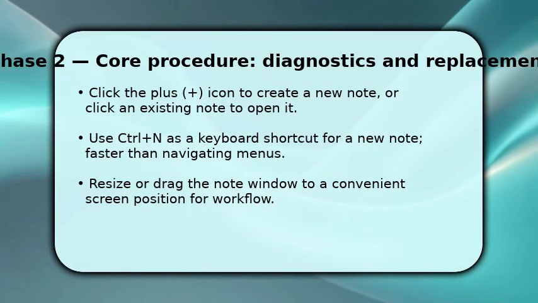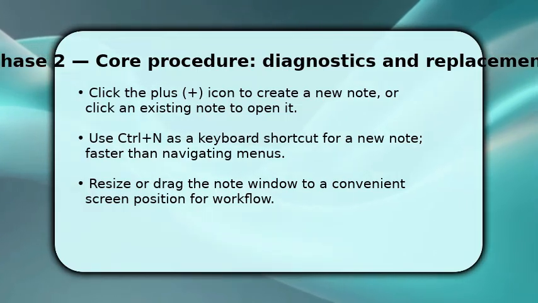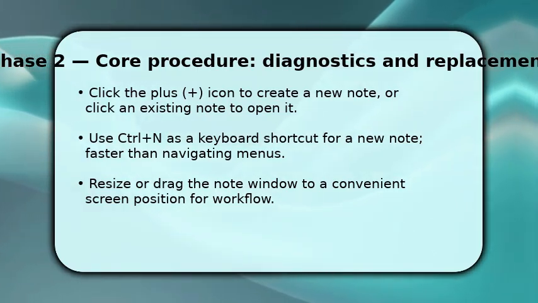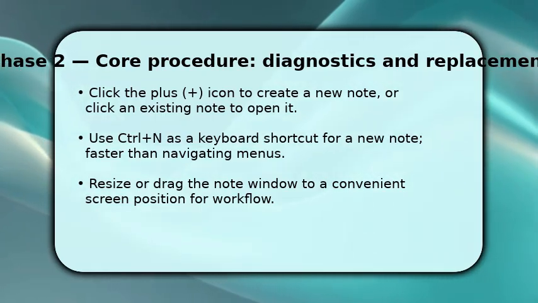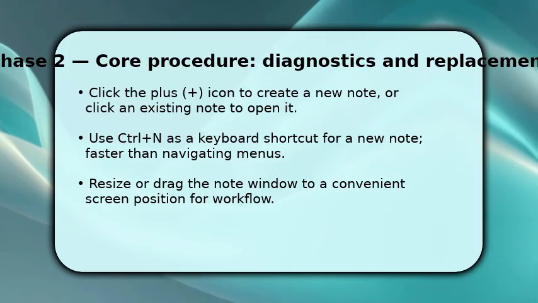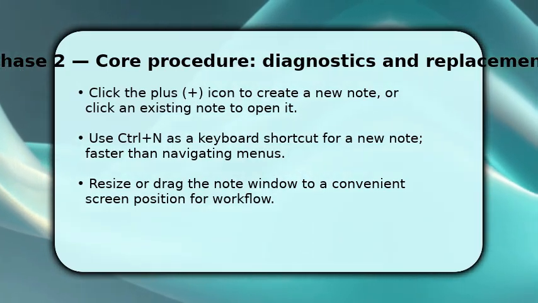You now need to open or create the note you'll use. Click the plus icon to create a new note. Alternatively, click any existing note to open it and continue. Once created, use Ctrl+N as a quick shortcut to spawn another note. This is faster when you need multiple entries.